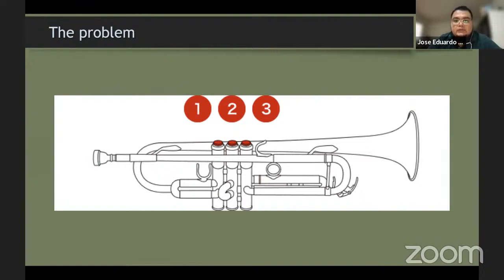Why is it important to detect this position? Because audio is not the only source to detect an error or a mistake during the interpretation of a song or any music. So we focus on also using visual information. That's why we decided to use a convolutional neural network, because we found that this algorithm is a good way to start the classification of these visual cues.